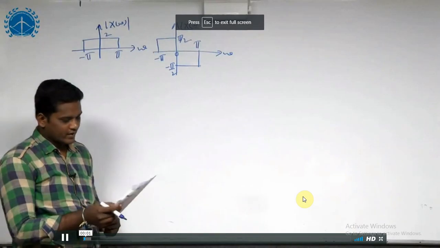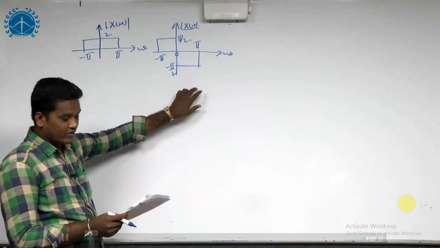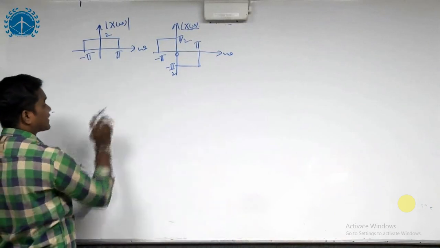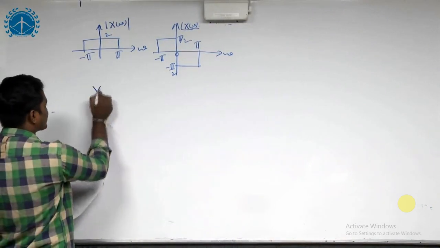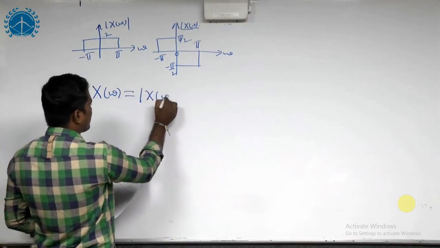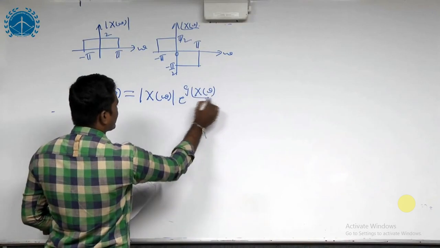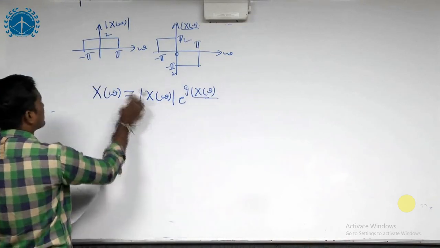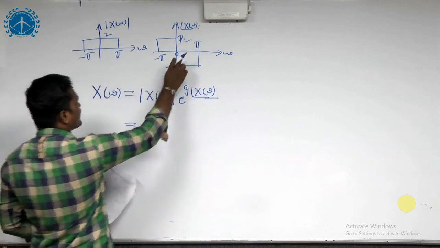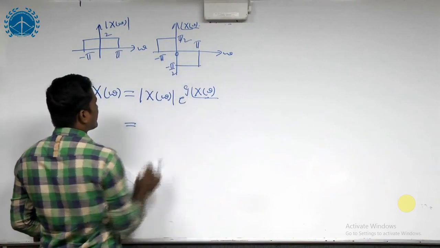The question is: the magnitude and phase spectrum of a signal x of t is given, then what is the value of x of t at t equals to 1 by 2? So magnitude and phase spectrum is given. From this, first find x of omega. X of omega is equals to mod x of omega e to the power of j angle of x of omega. Mod x of omega is 2 from minus pi to pi, but phase is minus pi by 2 from 0 to pi and pi by 2 from minus pi to 0.